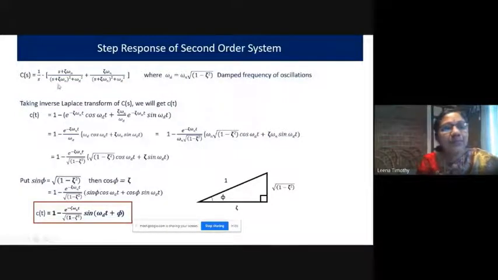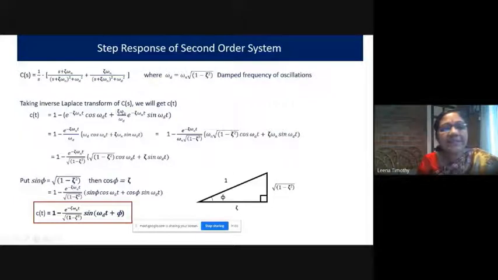So S plus here it is S square plus 2 theta omega n S plus theta square omega n square. So that it cancels out, the theta square omega n square, and we get omega n square itself, we rewrite it in terms of omega d like this. Omega d is equal to omega n into root of 1 minus theta square. It is known as damped frequency of oscillations.